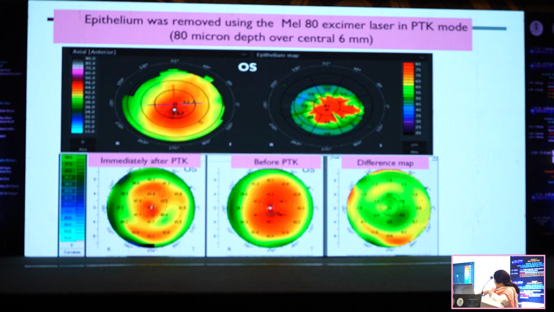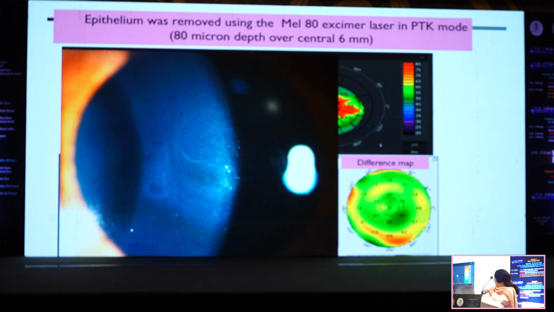And one can see on the image on the right, the difference map, that it's showing the pattern of ablation is very similar to what I showed for the irregular epithelium. So this is immediately after the PTK was done. So this is the epithelium, and the pattern is very similar to that.